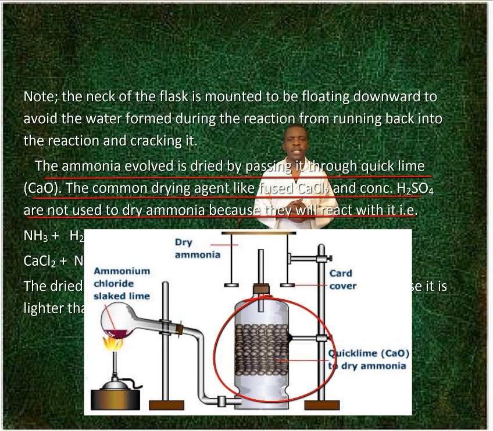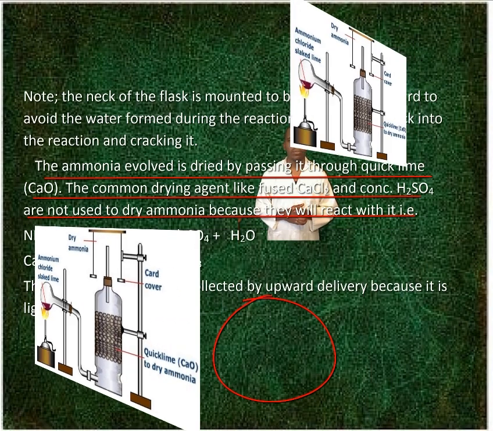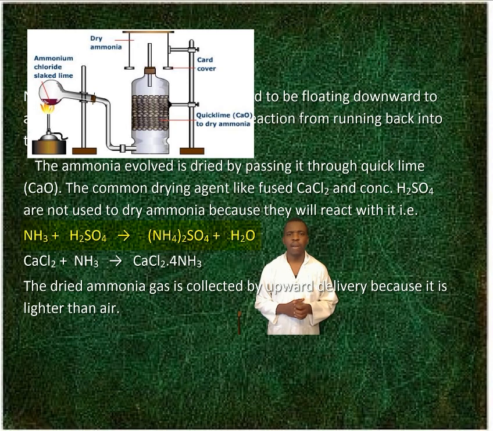The common drying agents like fused calcium chloride and concentrated sulfuric acid are not used to dry ammonia because they will react with it. That is, ammonia reacts with sulfuric acid to give ammonium sulfate. Calcium chloride reacts with ammonia to give a complex, calcium chloride ammonia. The dried ammonia gas is collected by upward delivery because it is lighter than air.